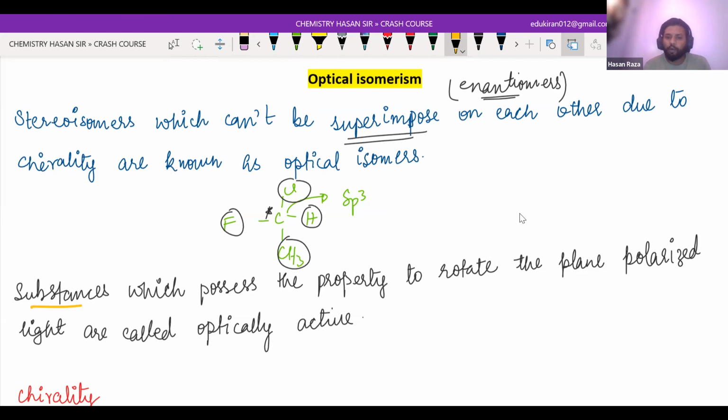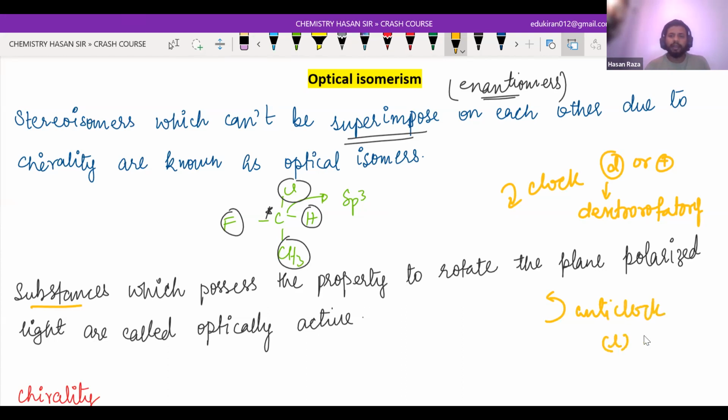Now see, if it rotates clockwise, it is known as D or plus. That means dextrorotatory. And if it rotates anti-clockwise or counterclockwise, then it is denoted by L or negative, and this will be levorotatory. Is that clear? These are very important. Clockwise, dextrorotatory, positive. Anti-clockwise, levorotatory, negative. And if there is no rotation, that means it is optically inactive. Is that clear?